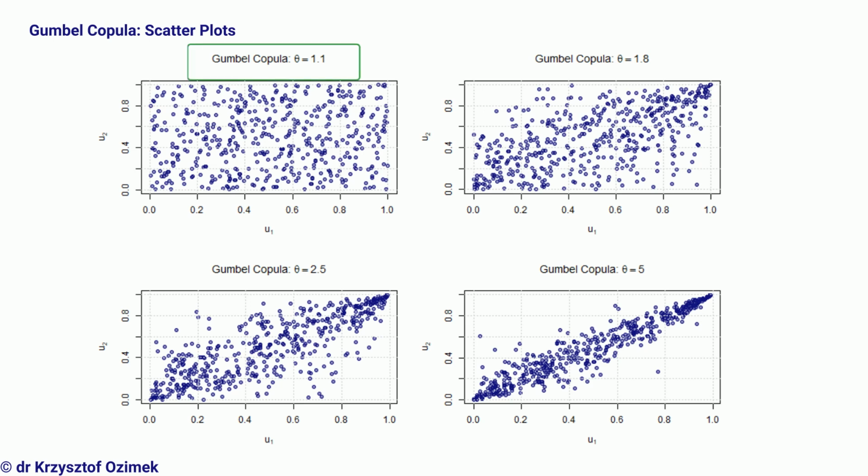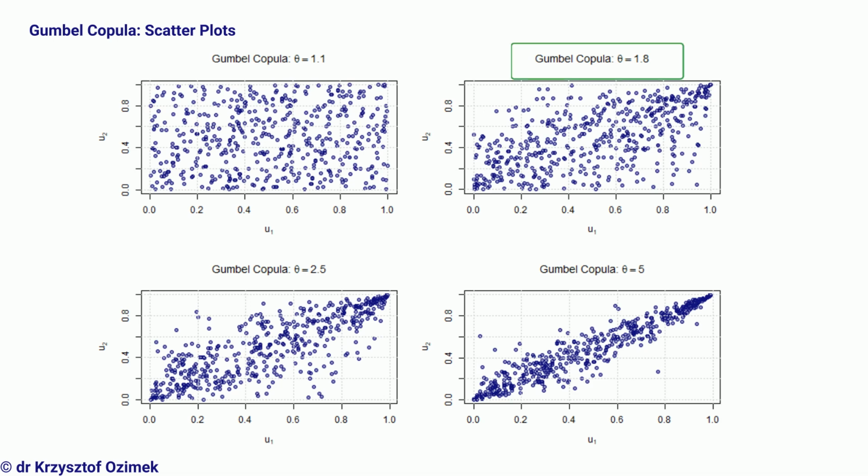When the theta parameter is 1.1, the scatter plot below shows that the points in the u1-u2 space are freely dispersed. There is no visible pattern or any distinctive arrangement of points that would indicate the presence of dependence. The points appear to be uniformly spread across the u1 to u2 plane.